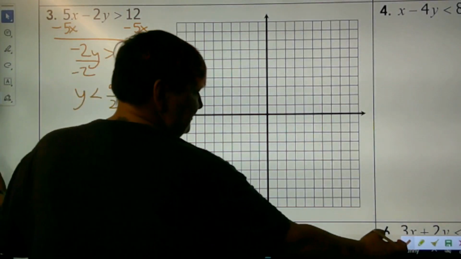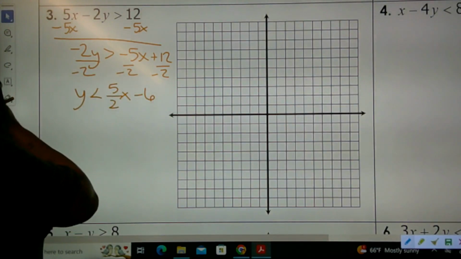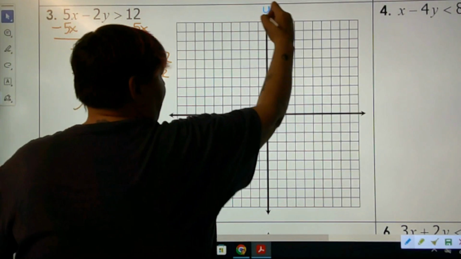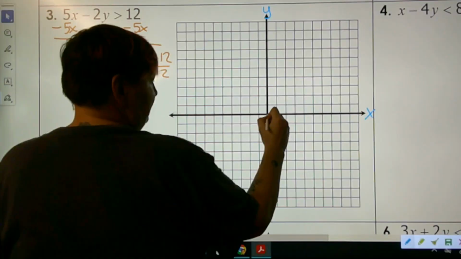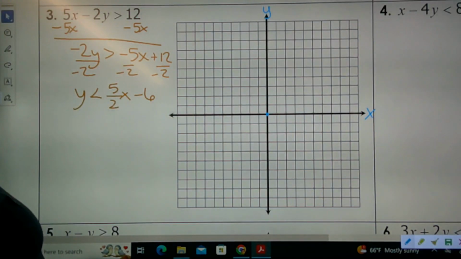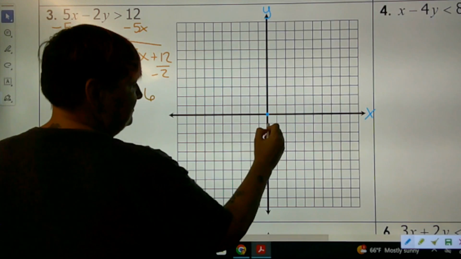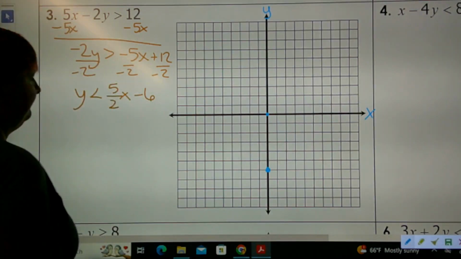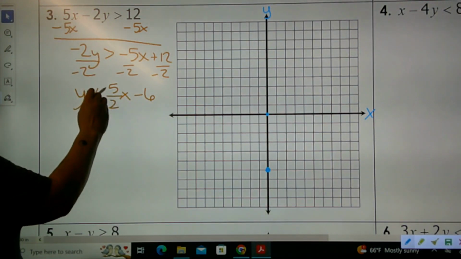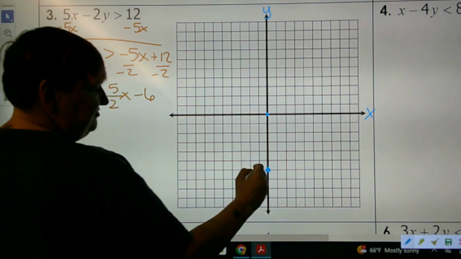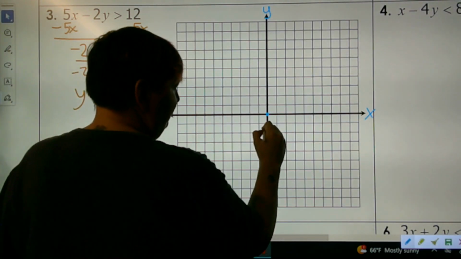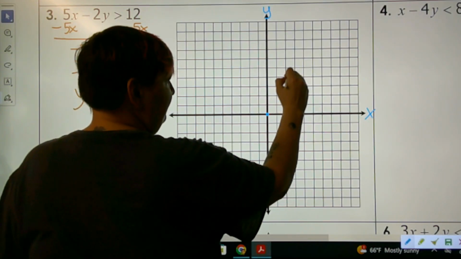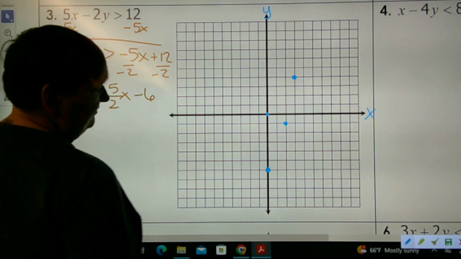Alright, y is less than 5 over 2x minus 6. This is my y, this is my x, this is my origin, that's my 0. We're going to go down 6. 1, 2, 3, 4, 5, 6. And then directions. 5 over 2. 5 up, 2 right. 1, 2, 3, 4, 5, 2. I won't do them all this time.